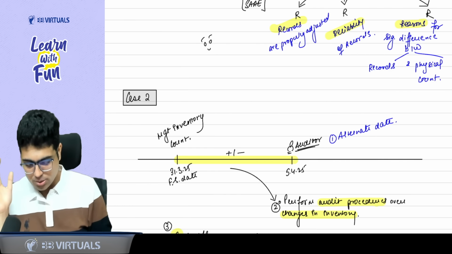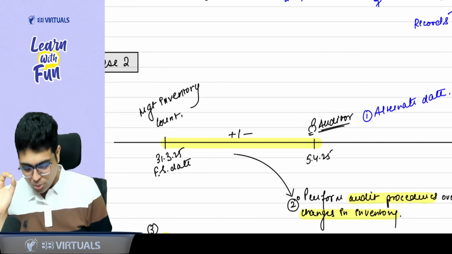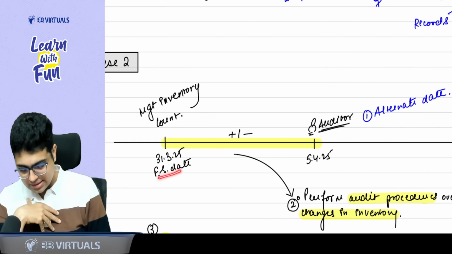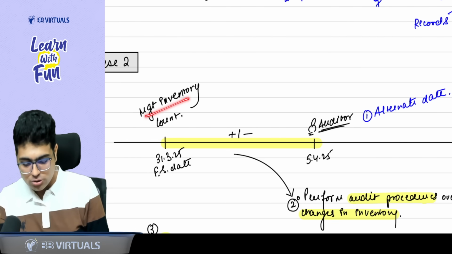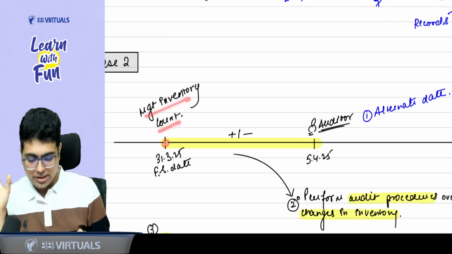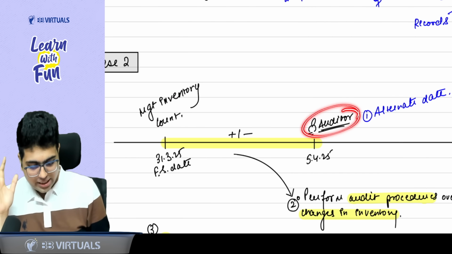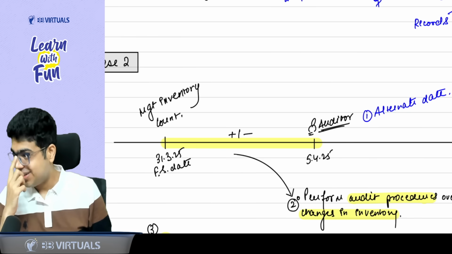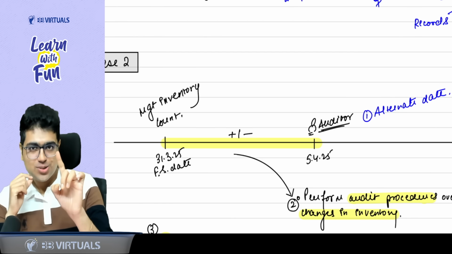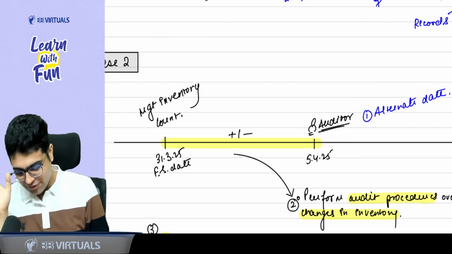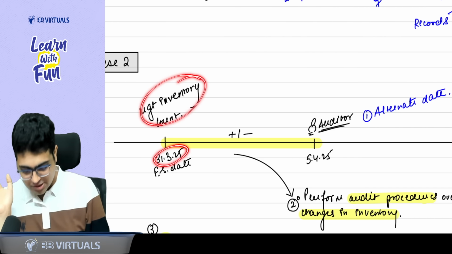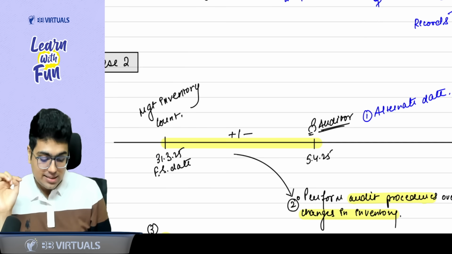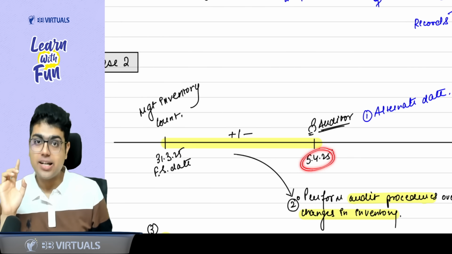Now, sir, case number 2. In case number 2, what is happening? Date of financial statement is still 31st March 25. Management is also doing the inventory count on this date only, but auditor is coming on some other date. You understood the difference? Date of financial statement 31st March 25. Management inventory count 31st March 25. But auditor is coming on some other date.